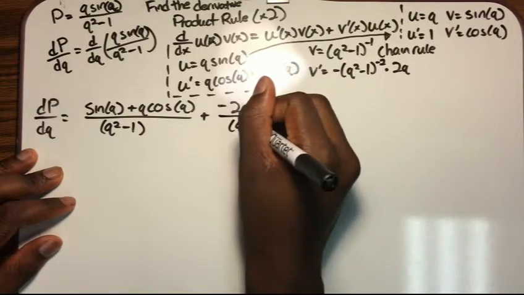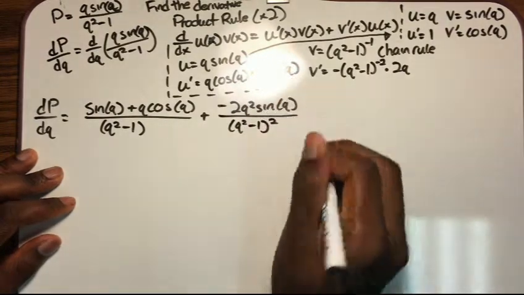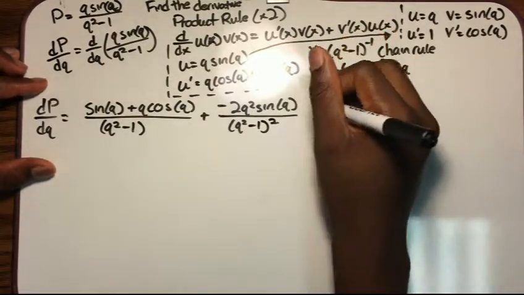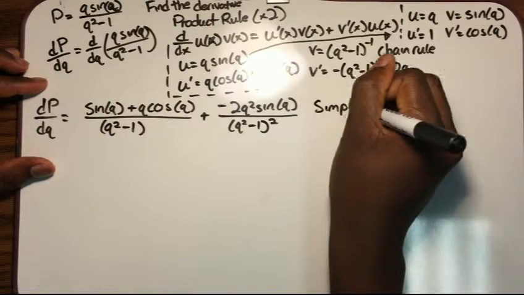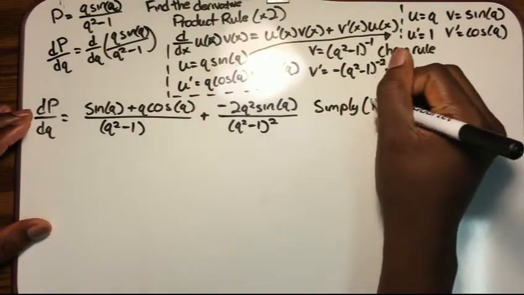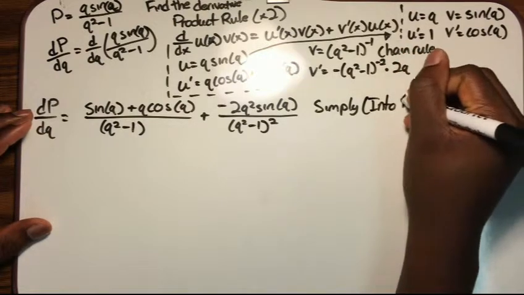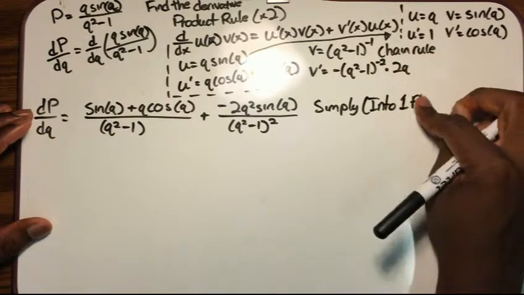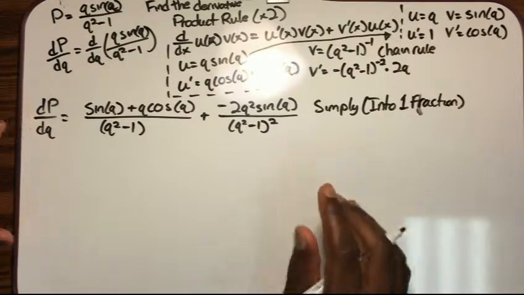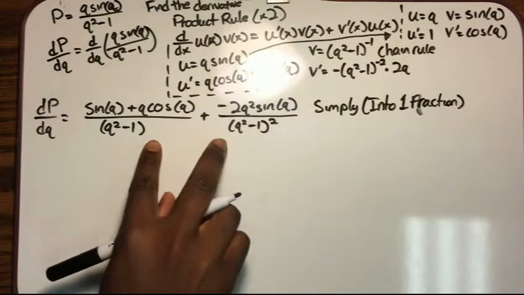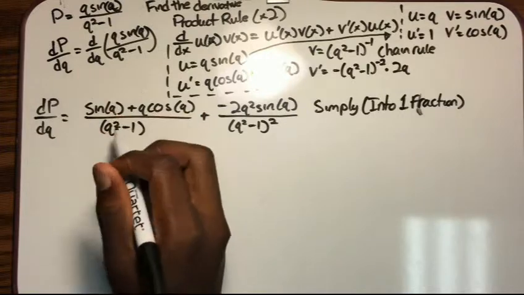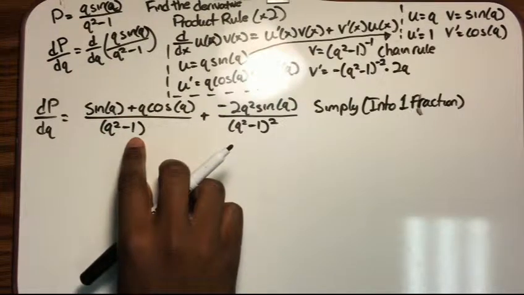And that added to negative 2q squared sine of q over q squared minus 1 the whole quantity cubed. Now this is technically your answer, but what we're going to do next is simplify, and this will make the problem seem nicer. We really just want to get this into one fraction.